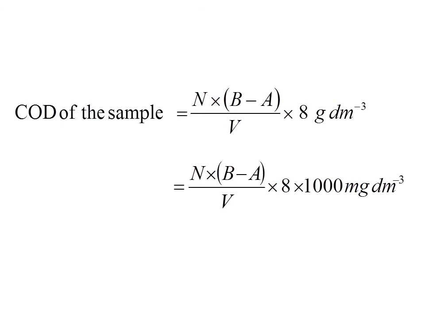Then the entire formula is expressed as N into B minus A divided by V into 8000 milligrams per liter or parts per million. Thus the chemical oxygen demand of the sample is calculated.